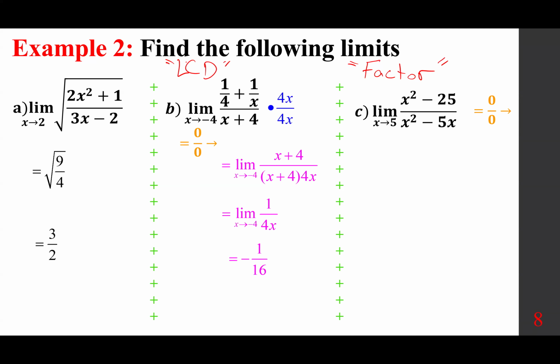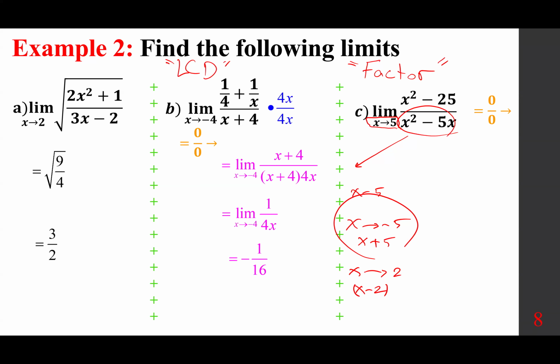And of course, one thing I want to add that will help you see the answer, when x approaches 5, that means this must have a factor of x minus 5. If x is approaching negative 5, then it must have a factor of x plus 5. If x is approaching 2, it must have a factor of x minus 2. So that will help you with the factoring.